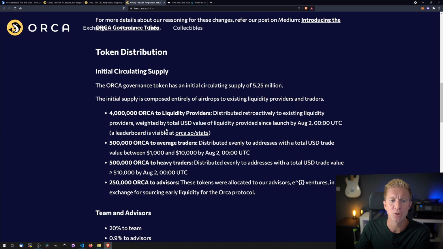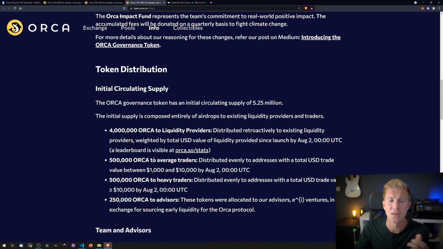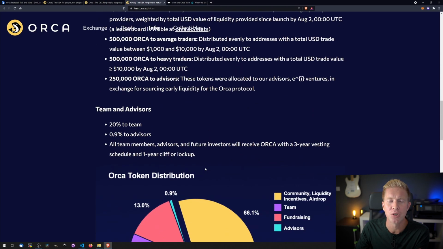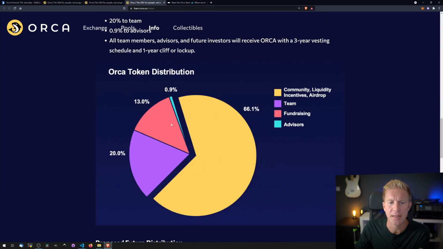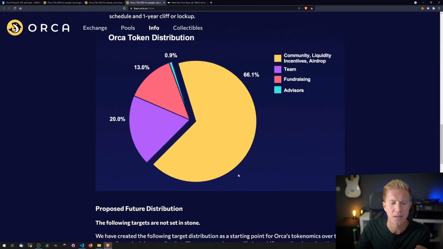The token distribution is based on liquidity providers and liquidity incentives. There's a not insignificant amount that was distributed to traders as well, and that was an airdrop based on their trading volumes up to August the 2nd. And here's a distribution chart for that, and you can see a lot of it is liquidity incentives, and then you've got the team allocations, fundraising, and a little bit for advisors.